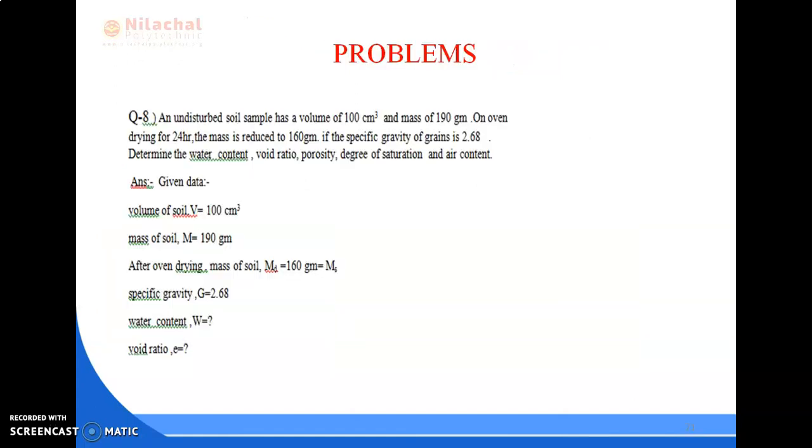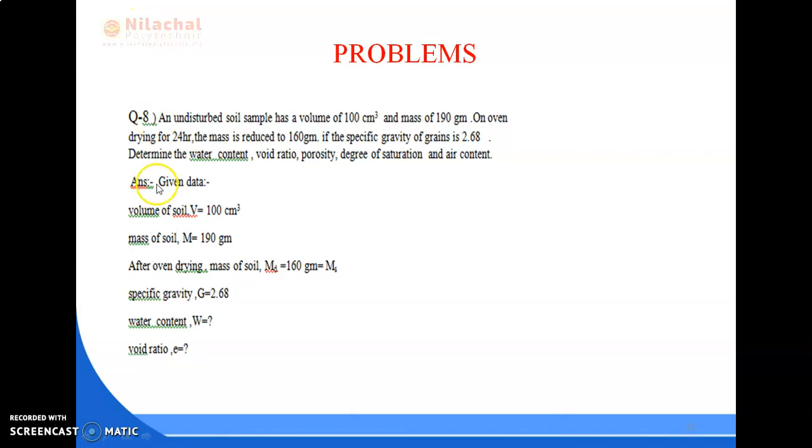So, next we solve a problem. An undisturbed soil sample has a volume of 100 cm³ and mass of 190 gram. On oven drying for 24 hours, the mass is reduced to 160 gram. If the specific gravity of grain is 2.68, determine the water content, void ratio, porosity, degree of saturation and air content. So, this is our question.